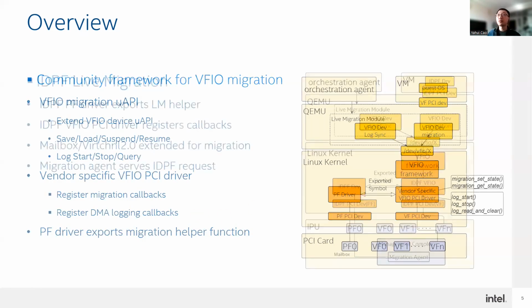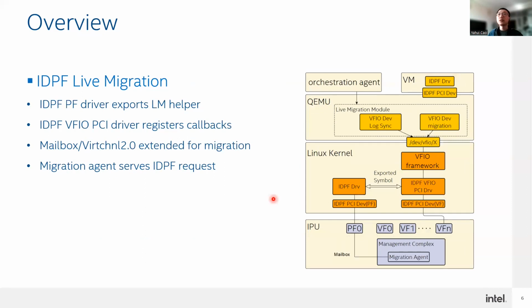Then let's see how IDPF supports this. IDPF just follows how the community framework defines the live migration support. Firstly, you can see there's the IDPF driver which provides the PF device, and then we create a VF, and we bind this VF with the IDPF VFIO PCI driver, the vendor-specific VFIO PCI driver. In this way, whenever there is a request from QEMU to the kernel to the driver, it will finally go to the IDPF PF driver.